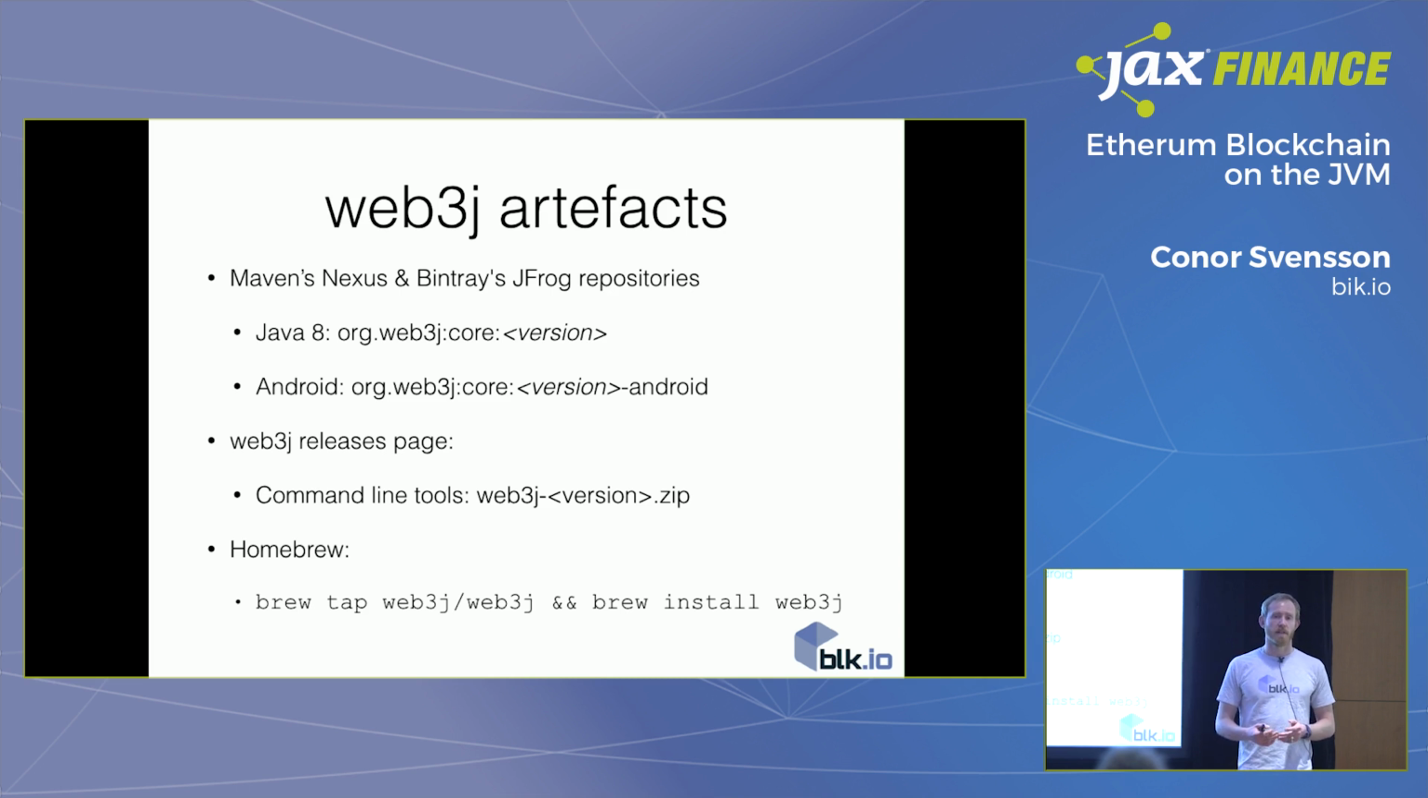Command line tools get uploaded with every new release of Web3j, and you can also install the command line tools via Homebrew if you're on a Mac. One of the members of the community also made it available on one of the Linux distribution repos, so you can install the command line tools on Linux machines using one of the package managers.